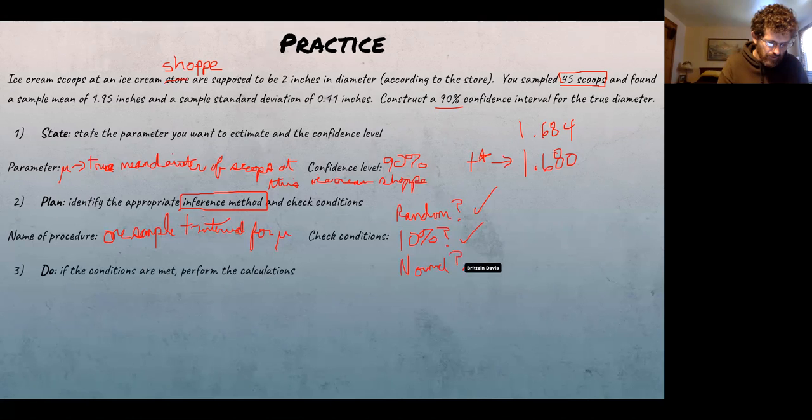Well, our sample size is greater than or equal to 30. So in this case, yeah, we're good. It's normal. Okay, so now we're going to do the calculations. We're good on everything so far.